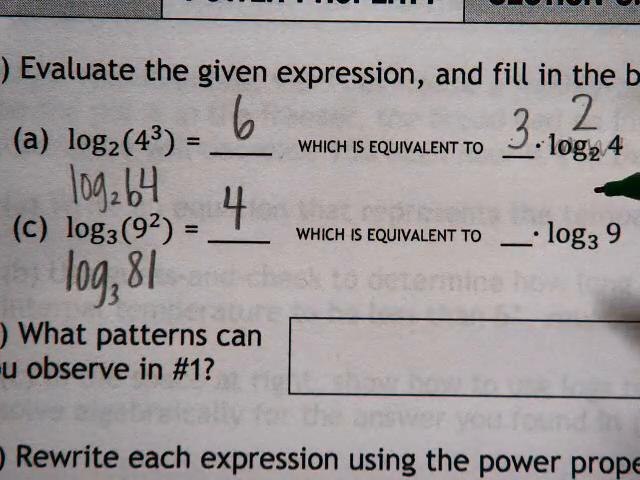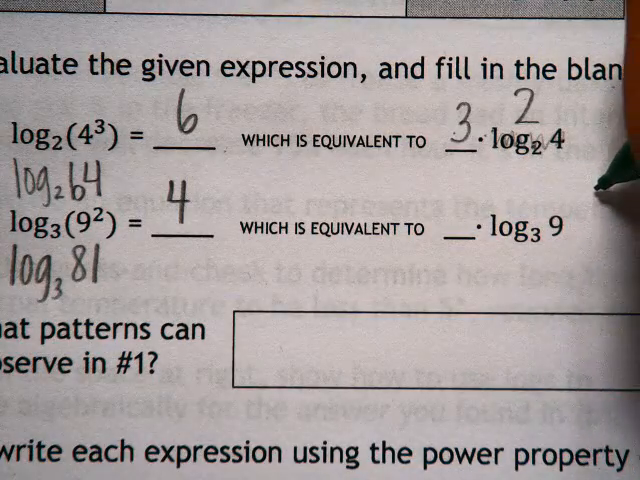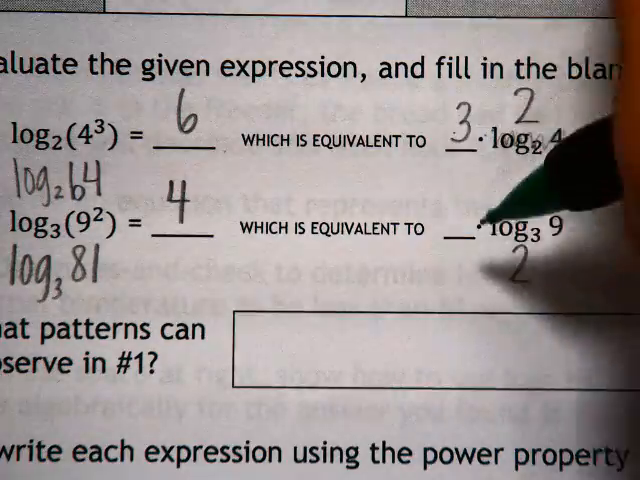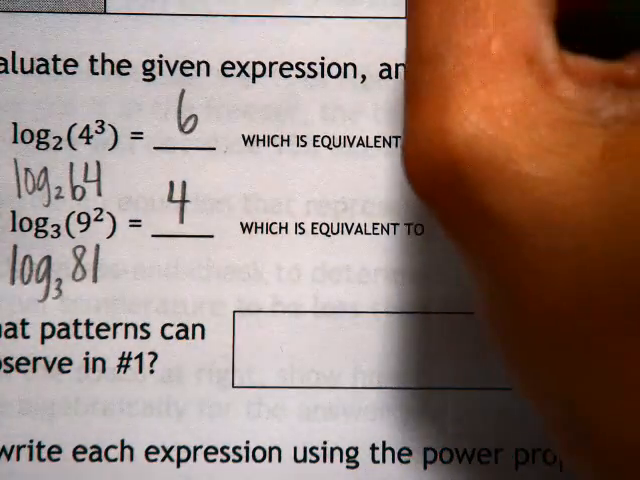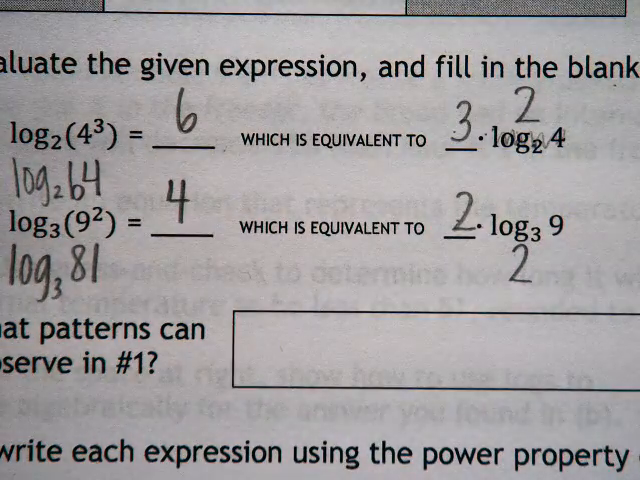And then we want to do our equivalence here. So log base 3 of 9 means 3 to some power that gives you 9 as an answer. That's going to be a 2. So something times 2 must match the 4. That means that missing space must be 2, because 2 times 2 is 4.